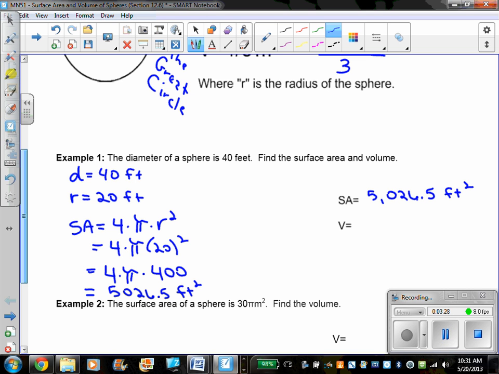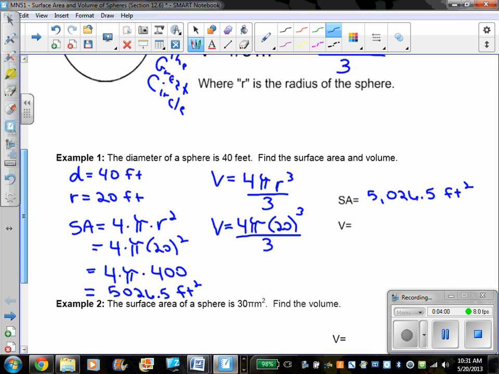Now the volume, of course, we're talking about how many cubes can fit within this figure. So we're going to start again with the formula, and I'm going to write it like this: 4 times pi r cubed divided by 3, just because I find it a little bit easier for students with the calculator. So V, volume, equals 4 times pi times a radius of 20 cubed, divided by 3.